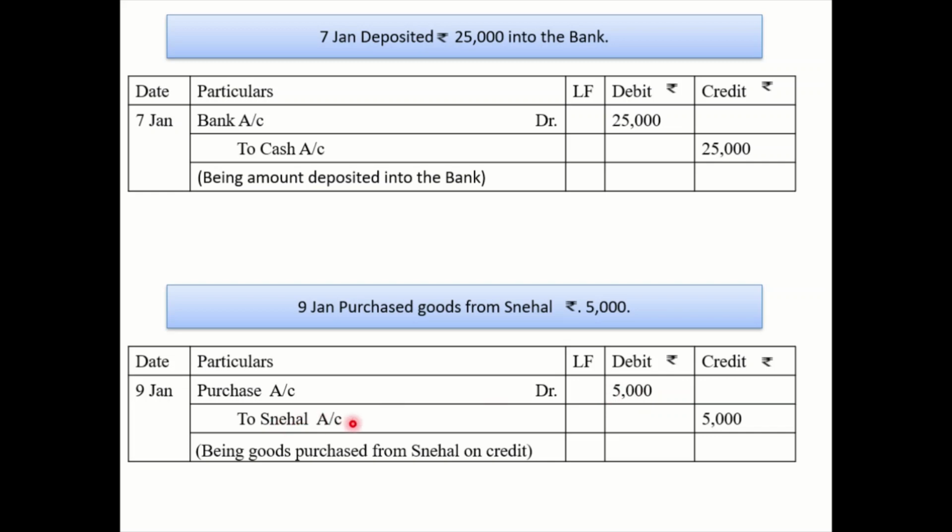To Snehal's account. Here Snehal's account is a personal account. The rule of personal account is credit the giver. Who is the giver of the goods? Snehal. That's why to Snehal account is credited with rupees 5,000. Narration: being goods purchased from Snehal on credit.